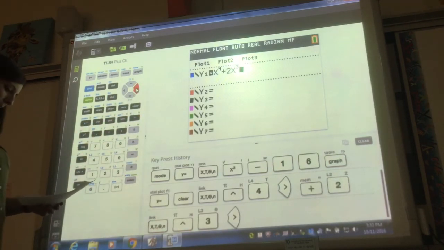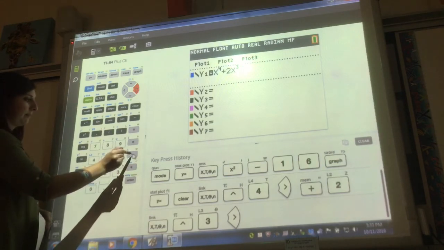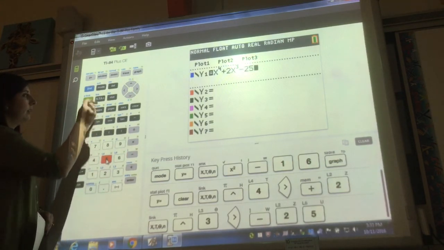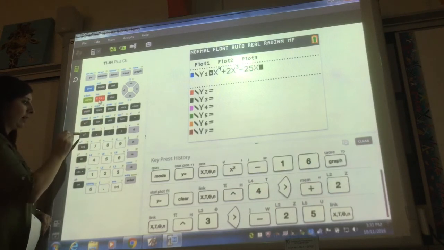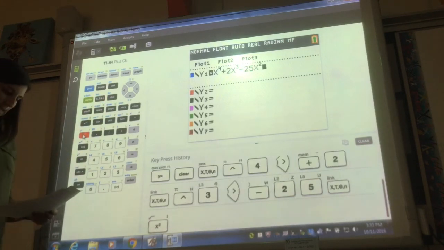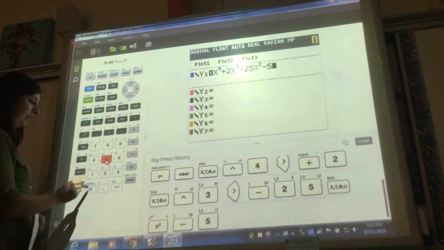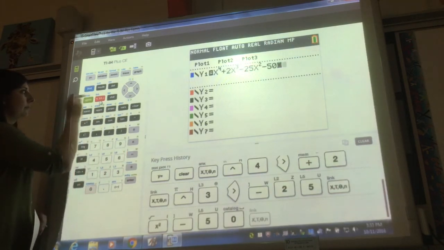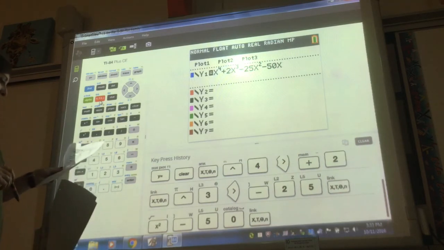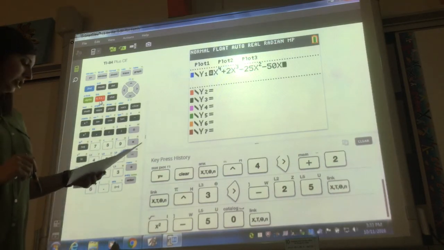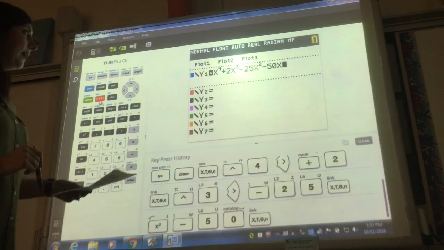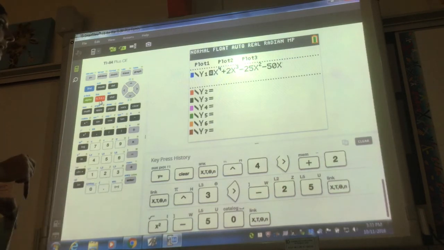2x to the power of 3 minus 25x squared. Minus 25x squared has its own button, which is nice. And then we still have a minus 50x. Now I double check it with my paper. X to the power of 4 plus 2x to the power of 3 minus 25x squared minus 50x.